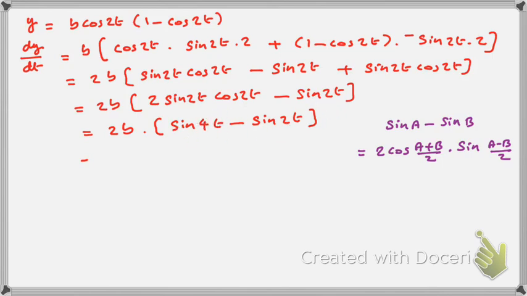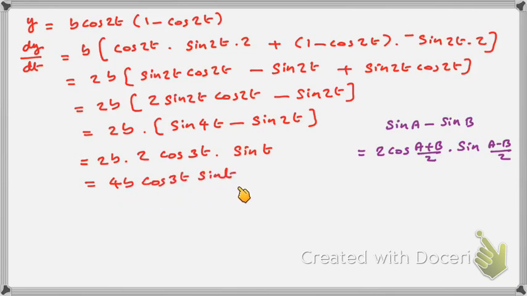Then that looks like sin a minus sin b, and I have the formula here. What's sin a minus sin b? 2 cos (a plus b) by 2 into sin (a minus b) by 2. So let me do that. 2b into 2 times cos of (a plus b) by 2: 4t plus 2t is 6t divided by 2 is 3t, into sin (a minus b) by 2: 4t minus 2t is 2t divided by 2 is t. Of course 2 2's are 4. So 4b into cos 3t into sin t.